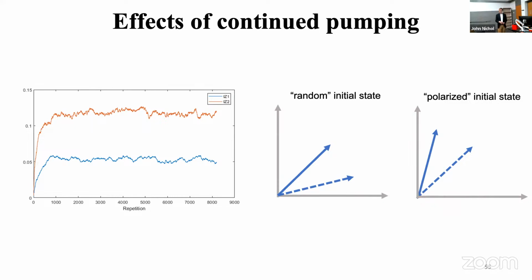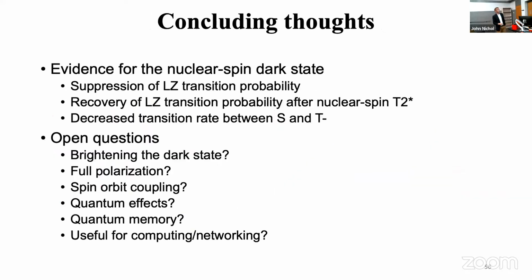So what we think is going on here is there's sort of a classical geometric effect here, that as the system becomes more polarized, this rotation of the nuclear spin polarization by these LZ sweeps more effectively produces this transverse polarization and hastens the appearance of the dark state.